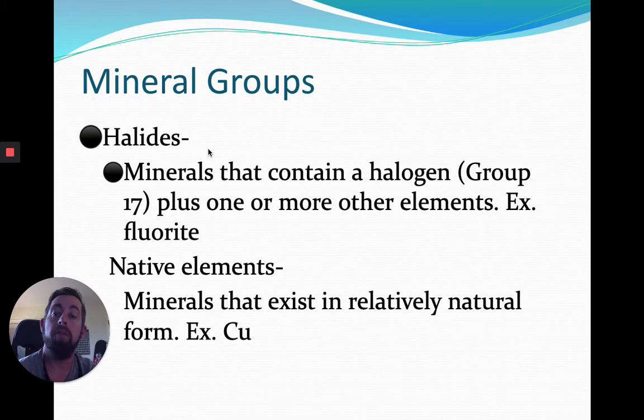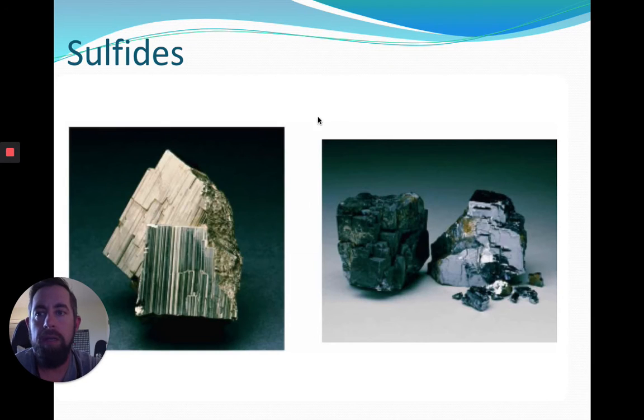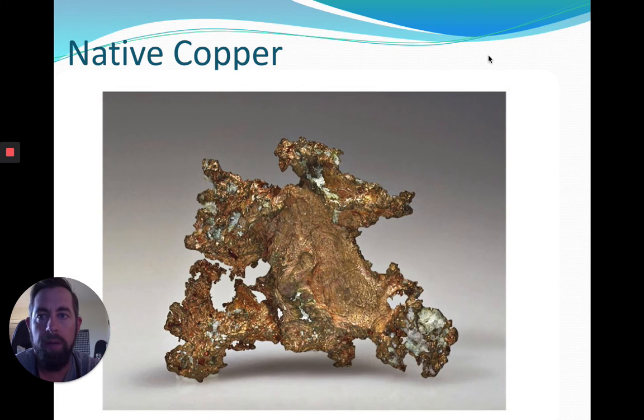Okay, mineral groups, halides. Halides are like that next to last group on the periodic table, not the noble gases, but that next to last group. They need one electron to be happy. Fluorite, stuff like that. Those are minerals. Then you have native elements, copper, gold, things like that that occur naturally, and you just find it and mine it. These are some types of sulfides here. This is fool's gold here. And there's native copper.